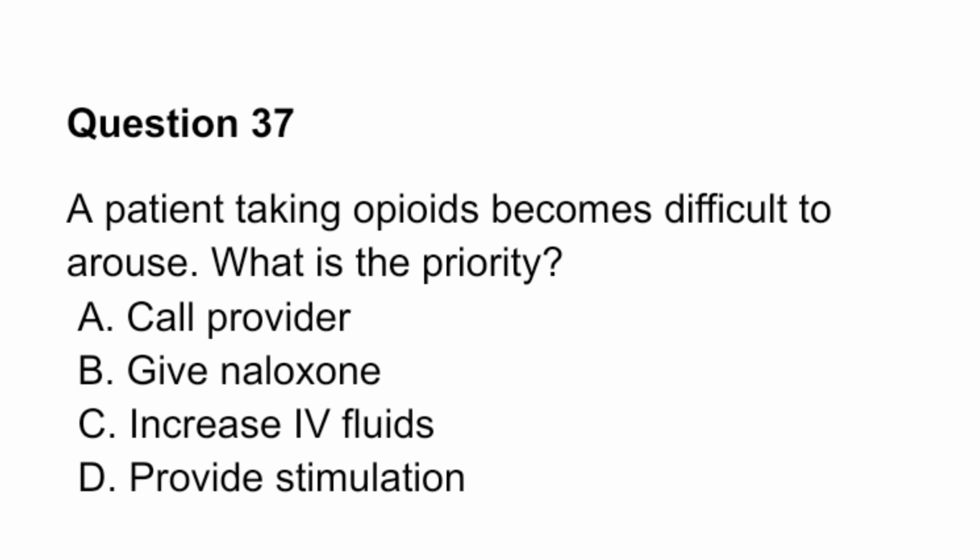Question 37. A patient taking opioids becomes difficult to arouse. What is the priority? A. Call provider. B. Give naloxone.